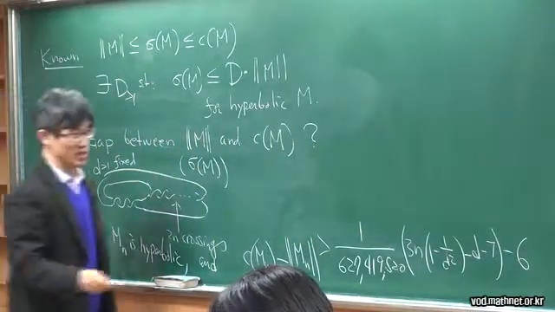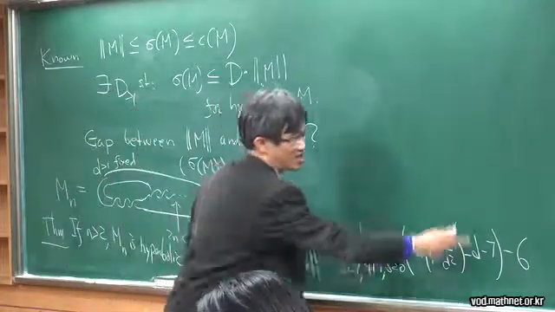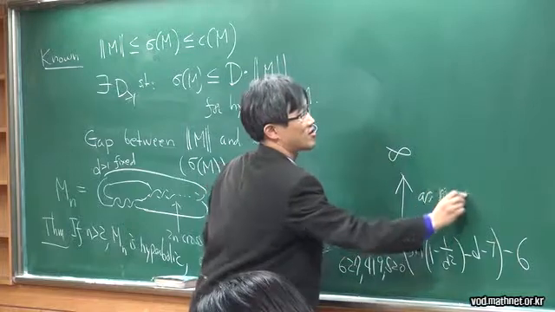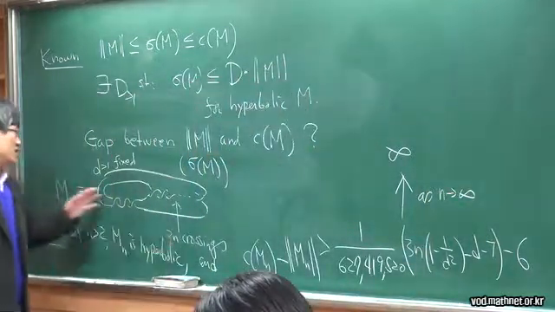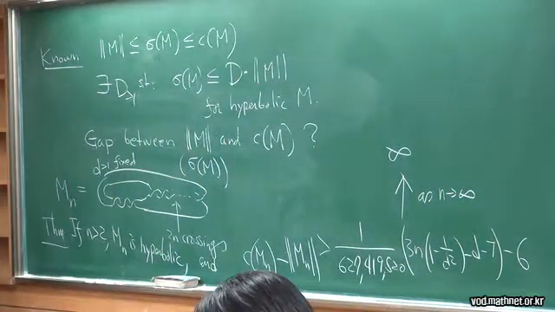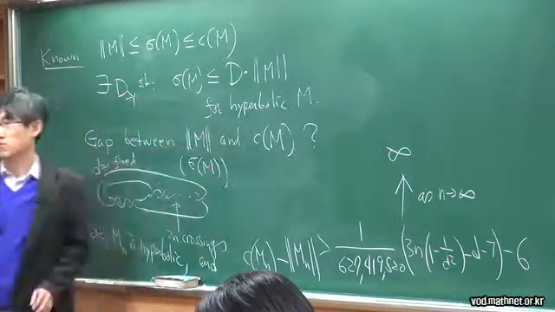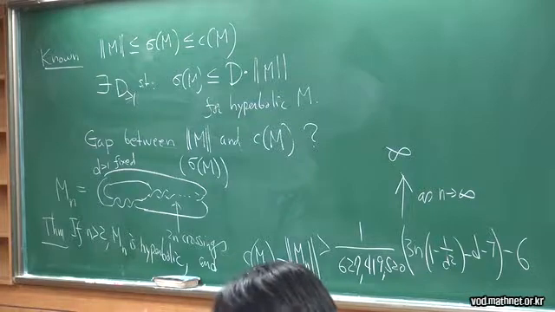So the important thing is that because D is a constant, this is a linear term, so this goes to infinity. S_n goes to infinity. So I have an explicit family of hyperbolic manifolds for which this gap can be arbitrarily large.